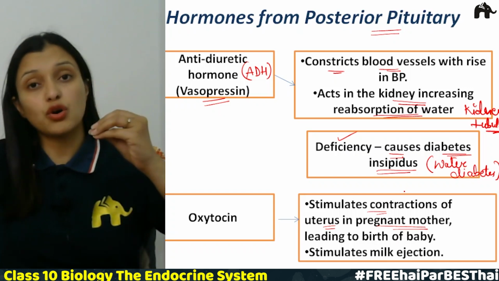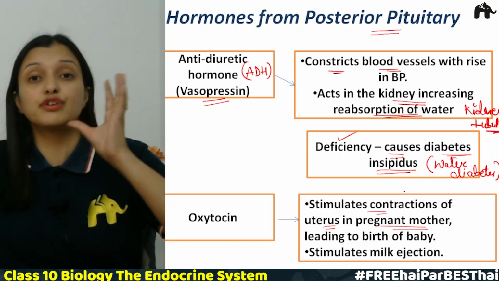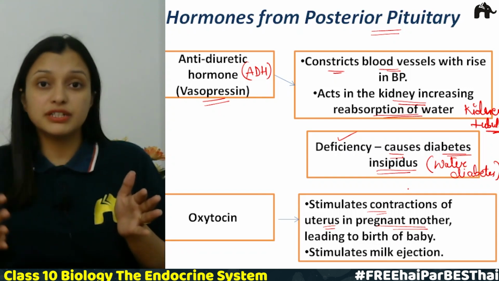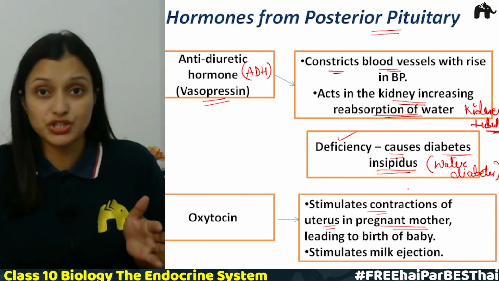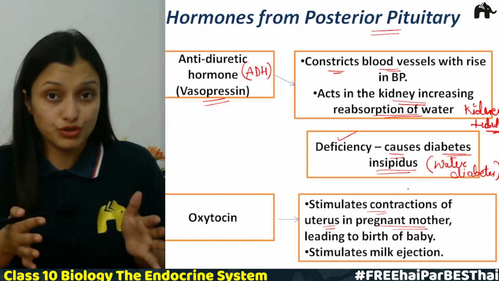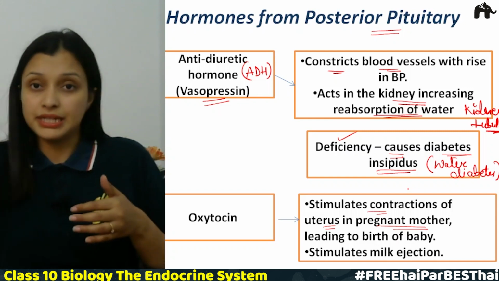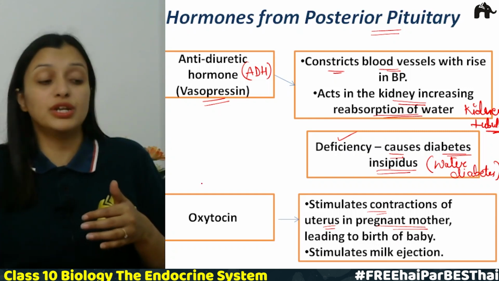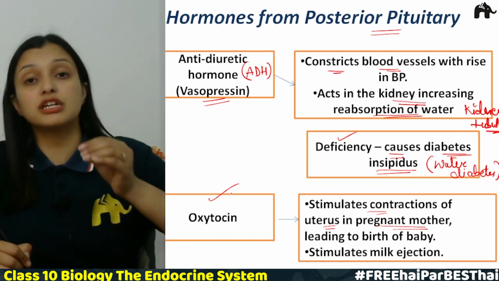When the uterus contracts, it leads to the expulsion of the baby, or the delivery of the baby, right? And when the baby is delivered, this hormone then stimulates milk ejection. Now there is a newborn baby and a new mother, so this newborn baby needs milk. This milk ejection is stimulated by the hormone oxytocin, which is released by the posterior pituitary.